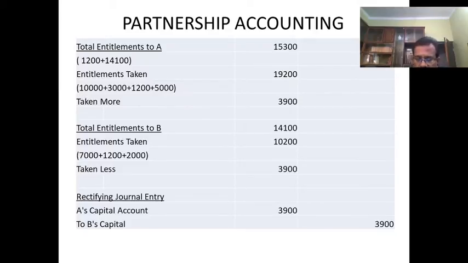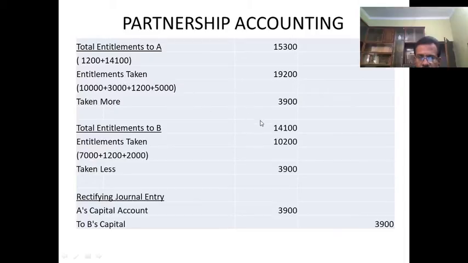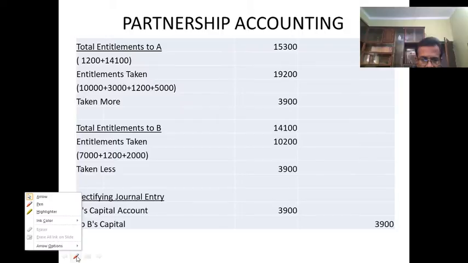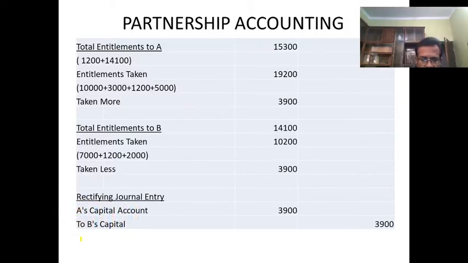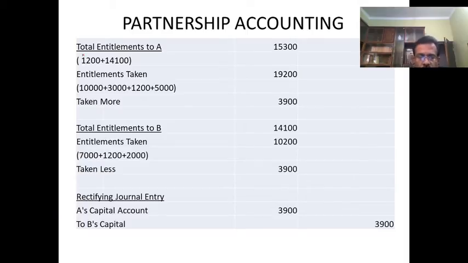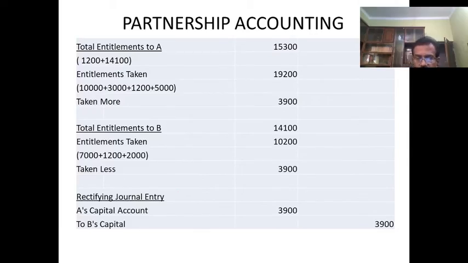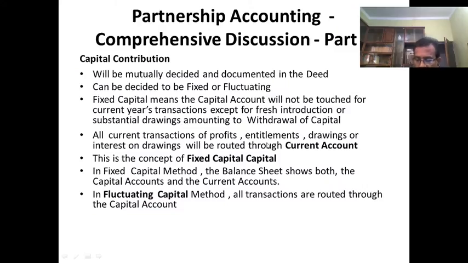And total entitlements to B, how much is he entitled to? He is entitled to the equal profit, which is 14,100. This one. So he had got 7,000 and 1,200. See, look here. He got 7,000, then 1,200 interest on capital and profit 2,000. So this was his entitlement taken. So he has taken more 3,900 and he has taken less 3,900.